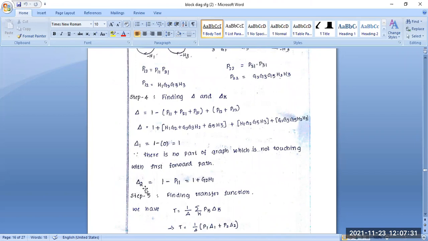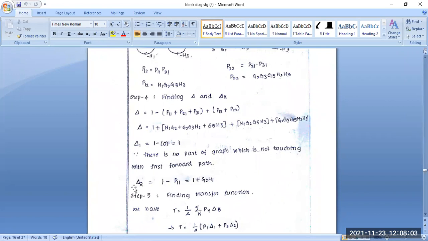Then the delta 2, this is the second forward gain, because we have to calculate it in this problem. It is available for the two forward paths. First one P1, we have to calculate it from here path gain, that is delta 1, and the P2, that is delta 2, we have to calculate it from here. So this delta 1 is equal to 1 minus 0, that is equal to 1, because there is no part of the graph which is not touching the first forward path.